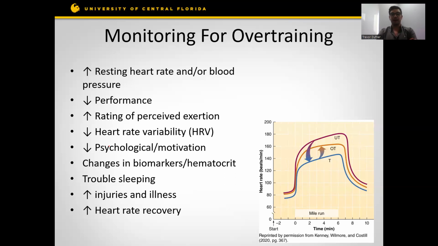And during that period, you'll see injuries and illness, and you'll see an increase in heart rate recovery. And so what that means is that when you recover to your specific baseline level, the recovery is not as efficient as it was previously.